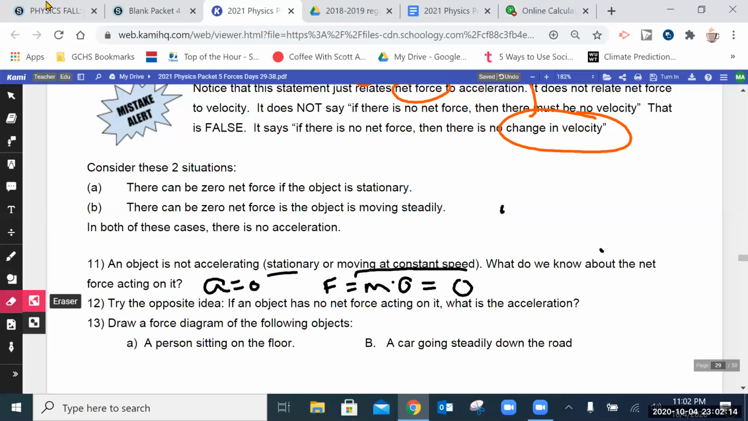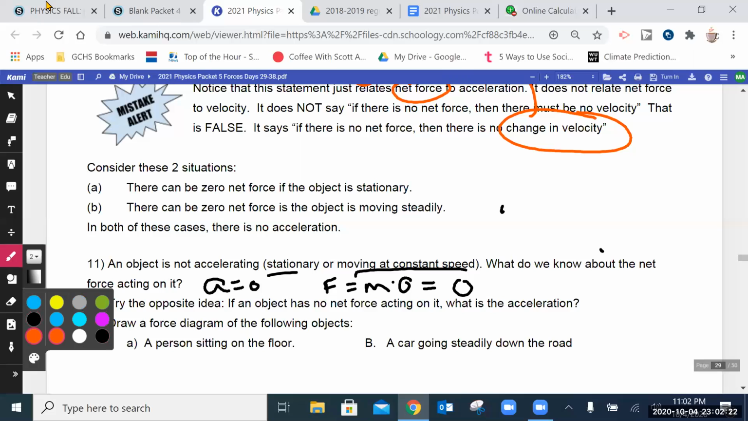Number 12, try the opposite idea. If an object has no net forces acting on it, what's the acceleration? Well, again, F equals MA. If the force is zero, there's going to be some kind of a mass. What does the A have to be? M times what is zero? Well, the A has got to be zero.